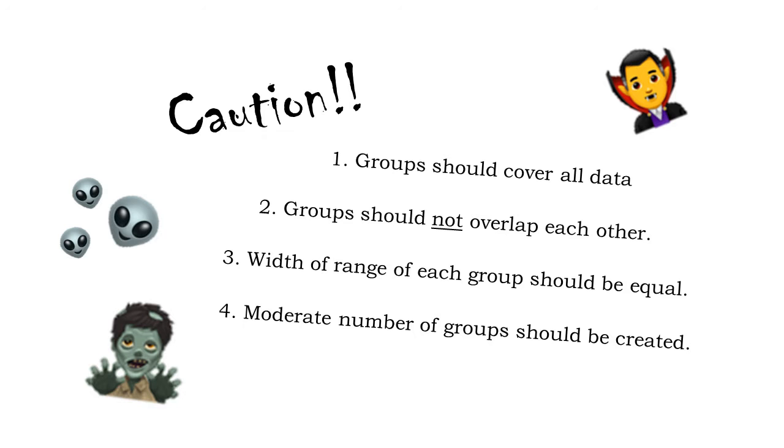There are a couple of things you should be aware of when constructing a frequency table. First of all, when you are grouping the numbers, the groups should cover all data. Second, to avoid double counting, the groups should not overlap each other. Third, the width of range of each group should be equal. Lastly, the number of groups should neither be too many nor too few. You should create a moderate number of groups.